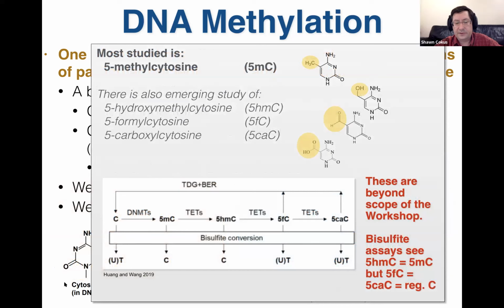Yeah, so there are these other flavors that some groups try to study: hydroxymethylcytosine, formylcytosine, carboxycytosine. They all vary based on what particular group you hang off the cytosine. We're not going to talk about these. The most common assays used to determine whether a given cytosine is methylated or not are the bisulfite conversion assays. And these see hydroxymethylcytosine basically the same as methylcytosine. And the other two they see as equivalent to a regular cytosine.